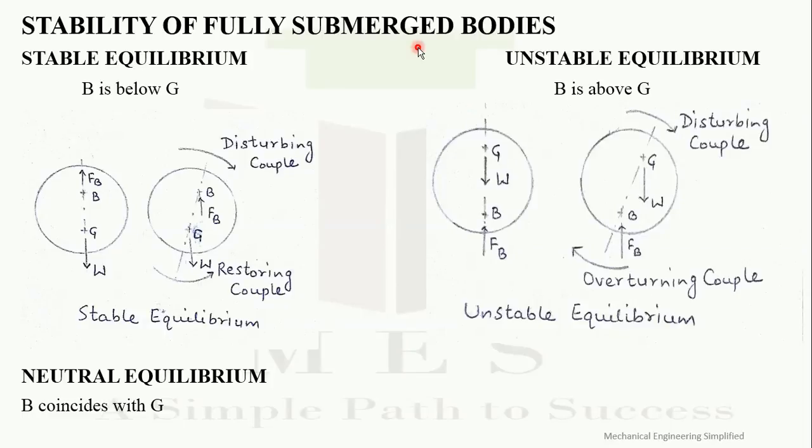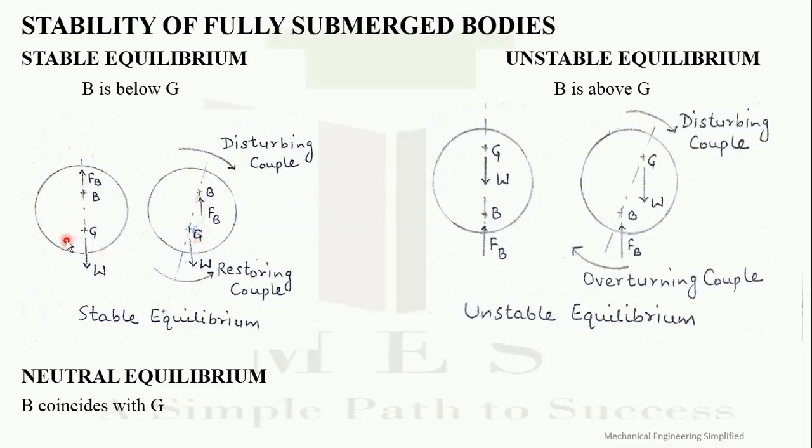Okay, so for the fully submerged bodies, we have for the stable equilibrium that B is below G. See, this is okay. Please make a correction out here, that this is not B is below G, this is B is above G, and this is B is below G. Okay, please make a note of it.